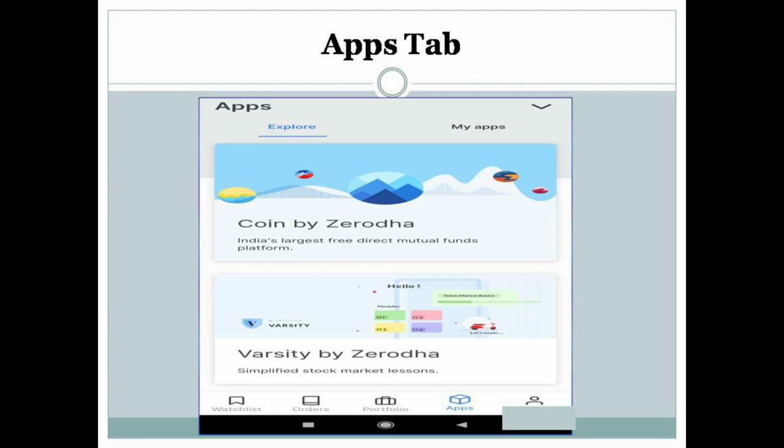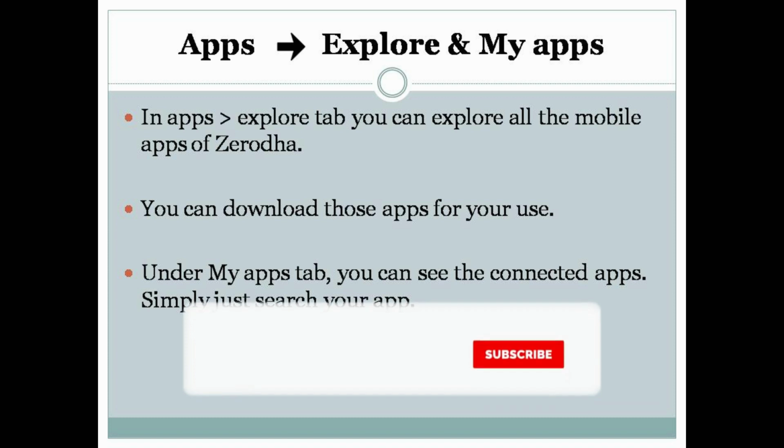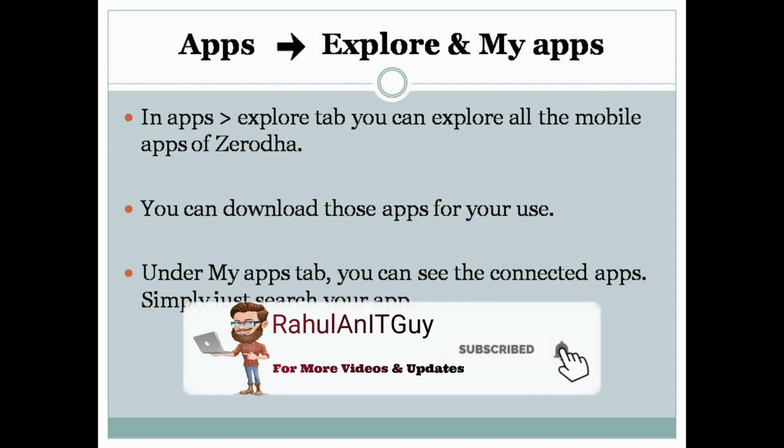So this is the fourth tab, that is the apps tab. In apps we have two sub tabs, that is explore and my apps. In the explore tab you can explore all the mobile apps of Zerodha. You can download those apps for your use. Under the my apps tab you can see the connected apps. Simply search for your app and then you can add that app in my apps. Let's have a look at the practical demo.